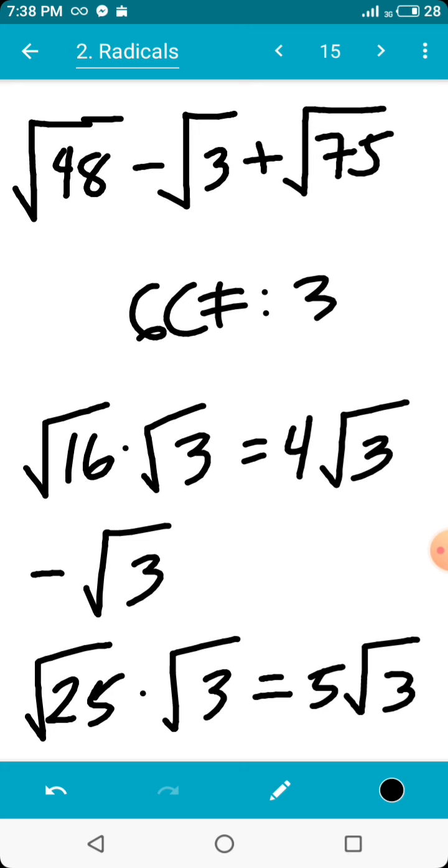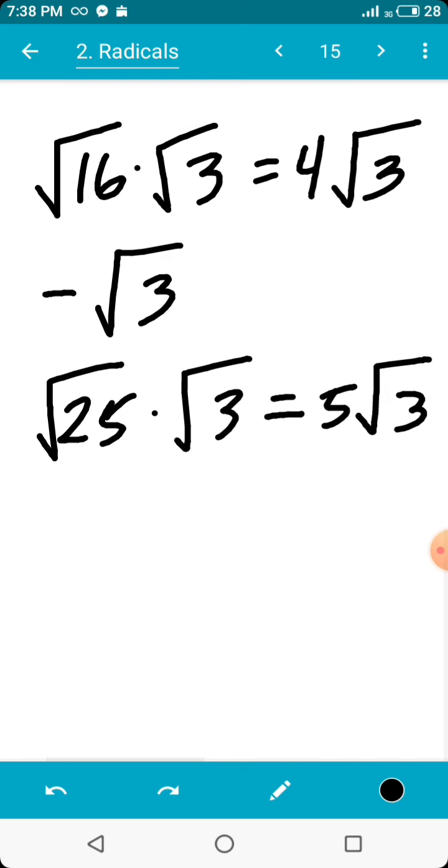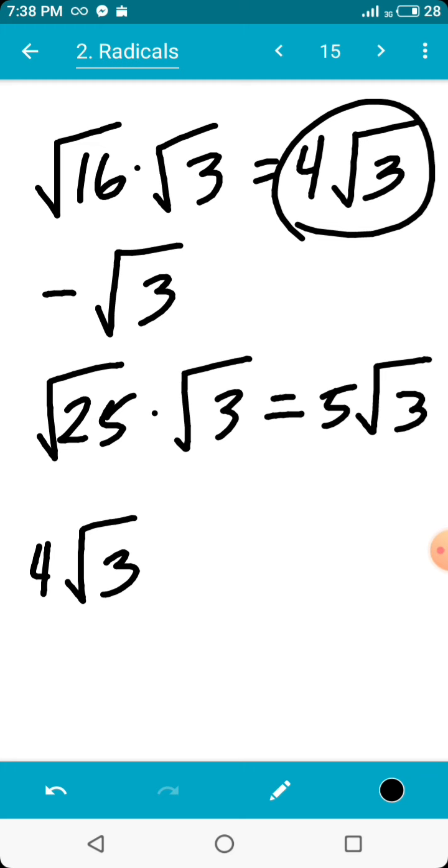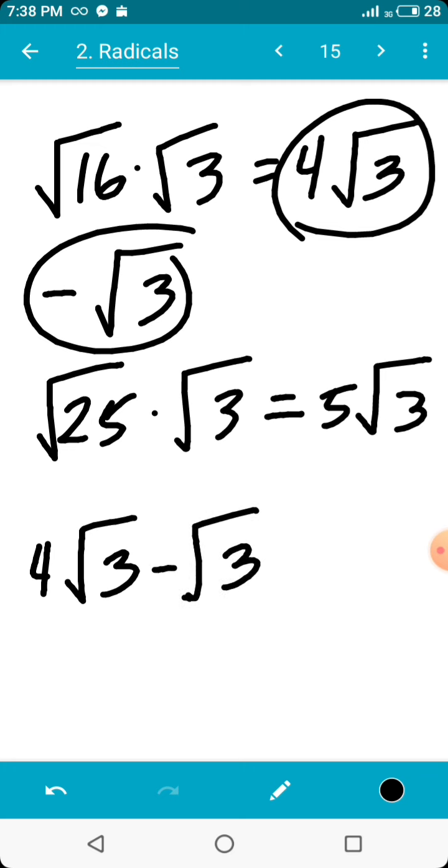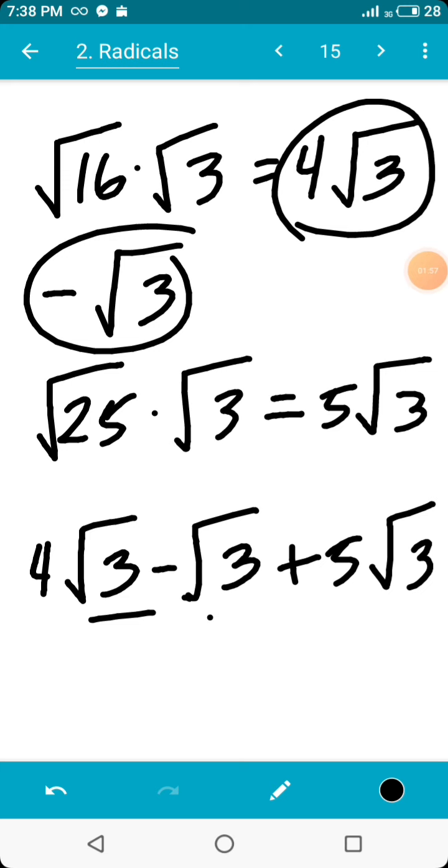Okay? So, in short, ito, i-rewrite natin as 4 square root of 3, yung square root of 48 yan, and then ito as is, and then ito naman, yung positive 5 square root of 3. Okay? So, napansin niyo na same ng ating radicals. So, ibig sabihin, pwede na tayo mag-minus or mag-add. Alright? So, yung number muna sa labas.